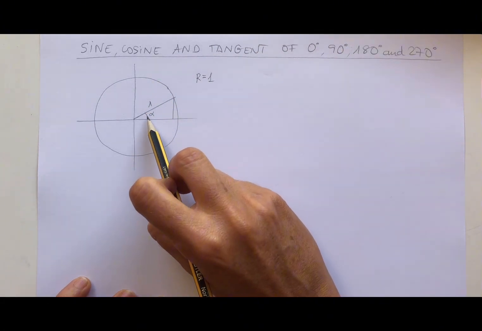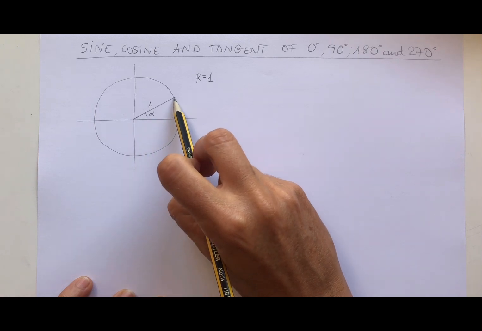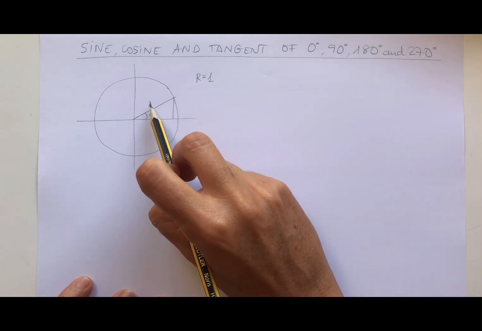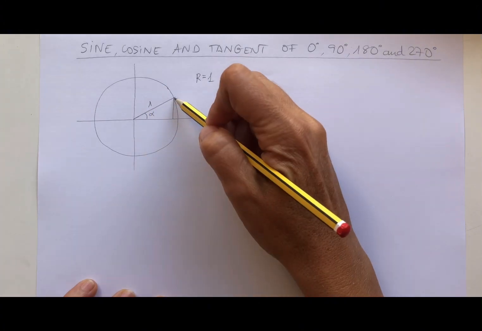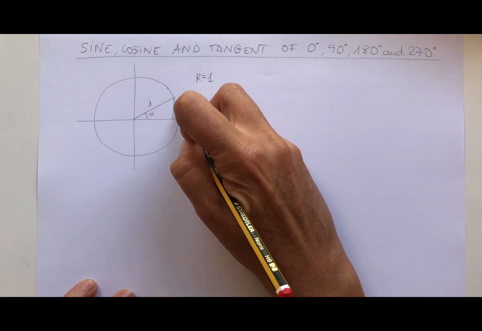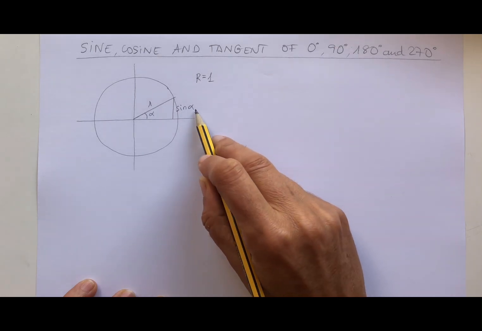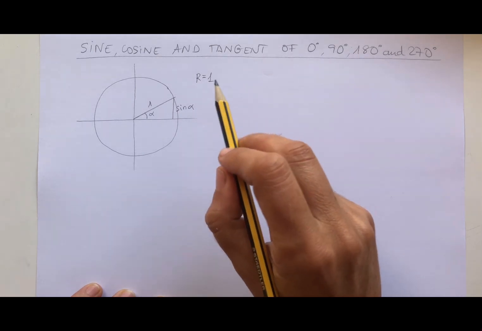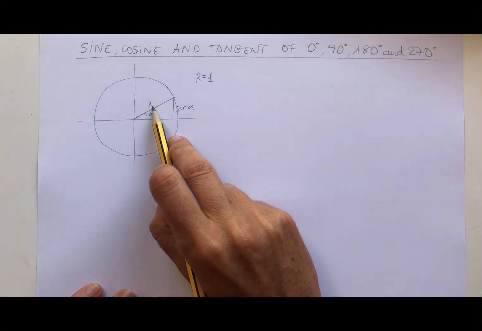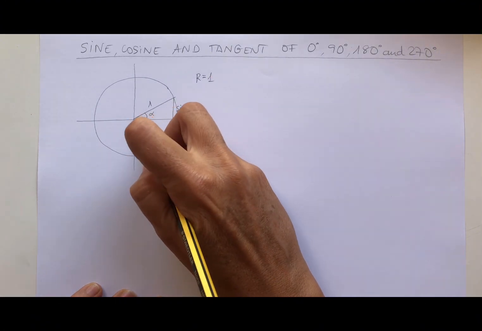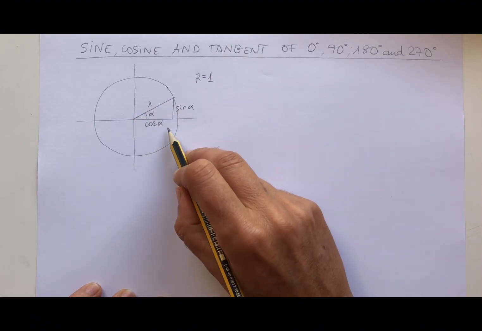To calculate the sine of this angle, we would have to divide the opposite side over the hypotenuse. In this case, the hypotenuse equals 1. So the length of this side of the triangle will be the sine of the angle. And then to calculate cosine, it would be the adjacent side over the hypotenuse, that is 1. So the length of this side is exactly the cosine of the angle.